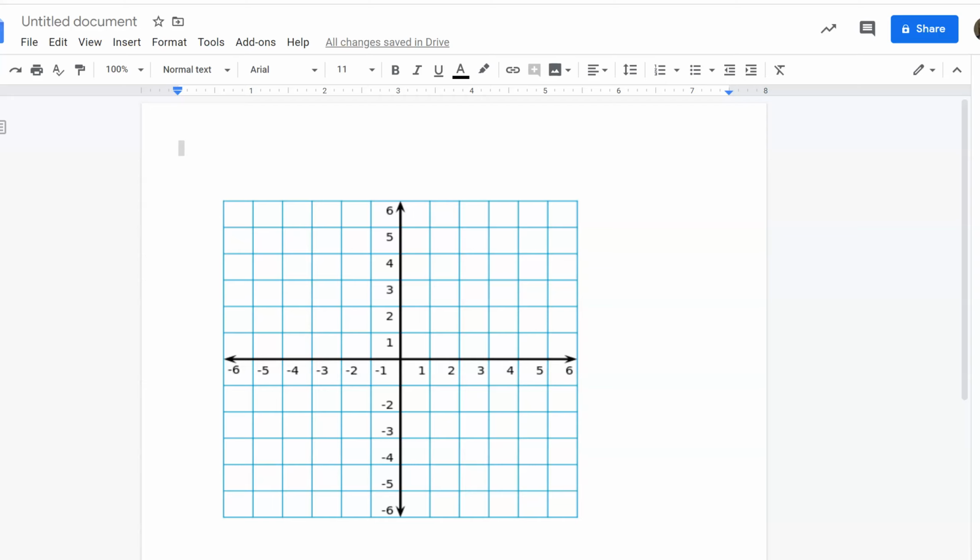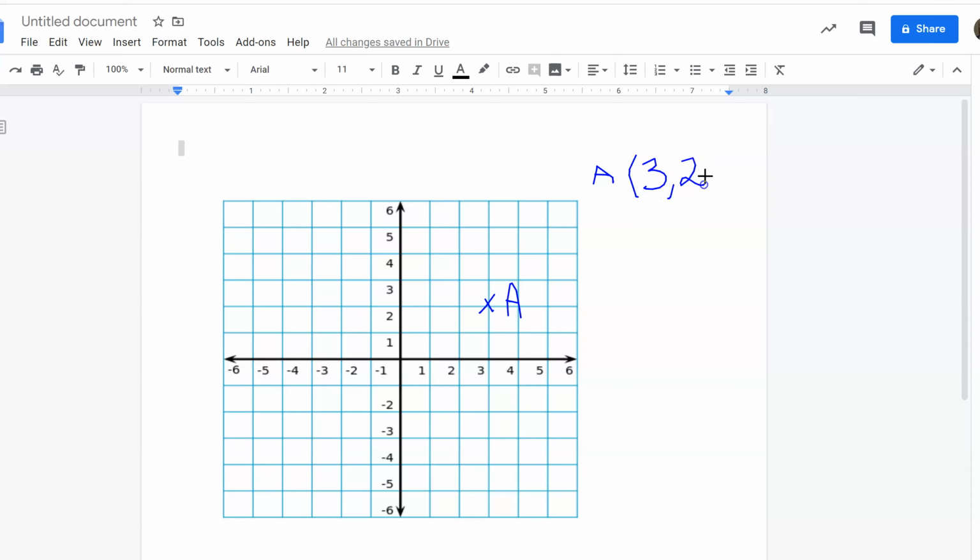All right, for today, we're going to start here on the point 3, 2. The stylus won't let me draw a point, so I'm going to just draw a little X there for my point. Okay, so my point A is the point 3, 2.